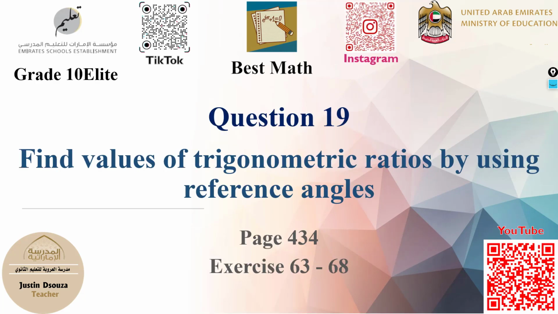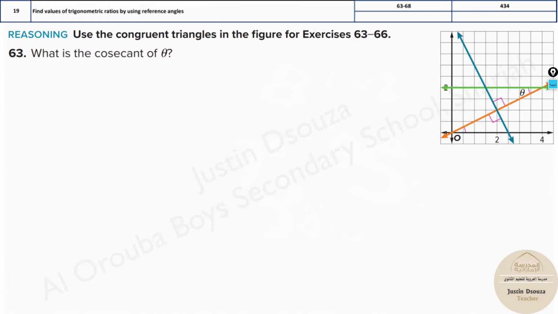In this video we will learn about trigonometric ratios and also about the reference angles. Here we have been asked to find cosecant theta from this figure. You can see here theta is given and this 90 degree, that's right angle. So we can know this is the hypotenuse, and this is the opposite, and this is the adjacent. Now the one which we are supposed to find is cosecant theta.